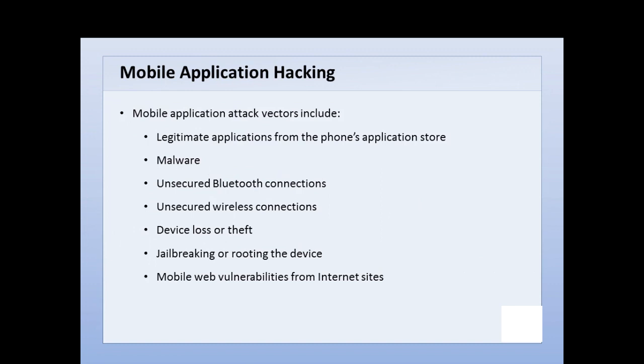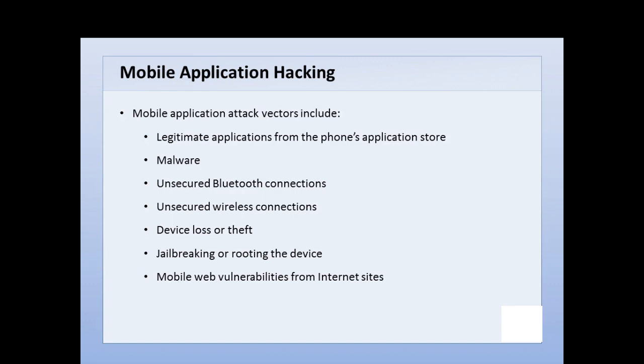Some of the mobile application attack vectors that we see: legitimate applications from the phone's application store. Let's say that these applications may not always be checked to the degree that we would like. They're not always checked for security or functionality or even performance. So there have been cases of legitimate applications, even in the Apple Store and Google Play, that are insecure and they're downloaded to the phone and they have issues that could be attacked.